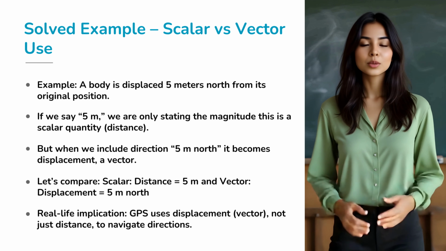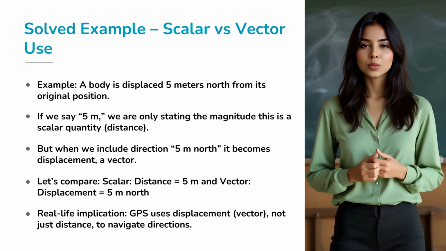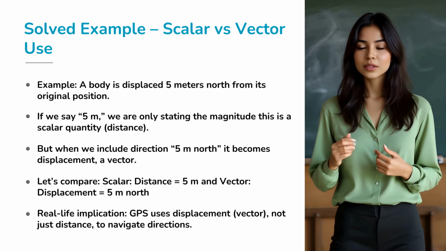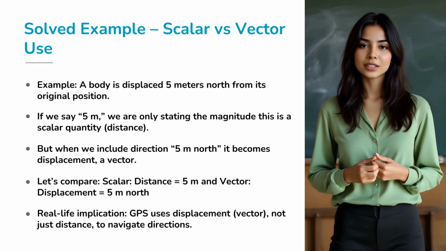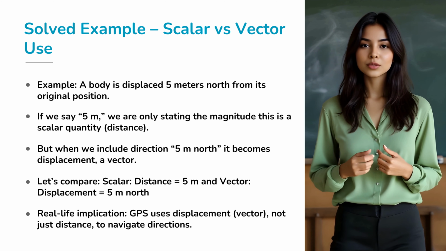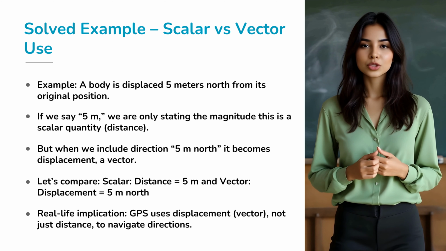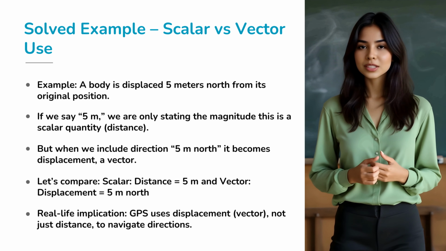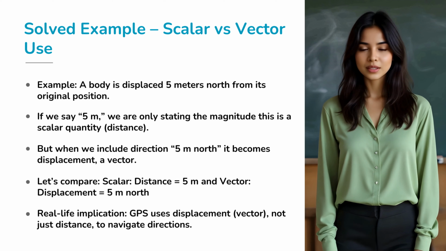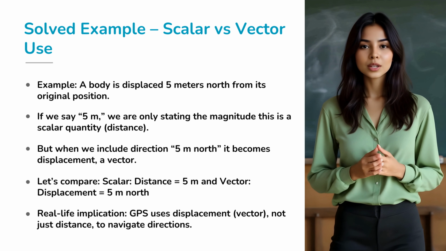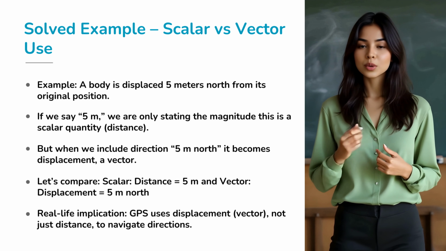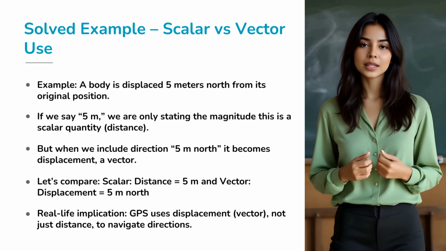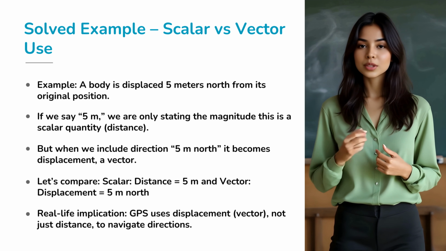Let's cement this with a real example. Imagine a student walks 5 meters to the north. What if they covered? The total path length, 5 meters, is the distance, a scalar quantity. But if we include the direction, 5 meters north, we are now talking about displacement, which is a vector. So, distance equals 5 meters, scalar. Displacement equals 5 meters north, vector. This is why Google Maps doesn't just need distance. It needs direction to show you where to go. That's vector physics, helping you navigate.